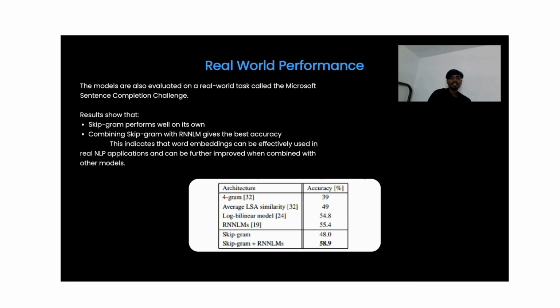So, large-scale training results. The models were trained on very large datasets, up to 6 billion words, using distributed systems. From the results, we can see that CBOW gives good performance with fast training. Skipgram achieves the best overall accuracy. And older models like NNLM and RNNLM are slower and less efficient. So overall, we can say that these results show that word2vec models are scalable and work very well on large datasets.